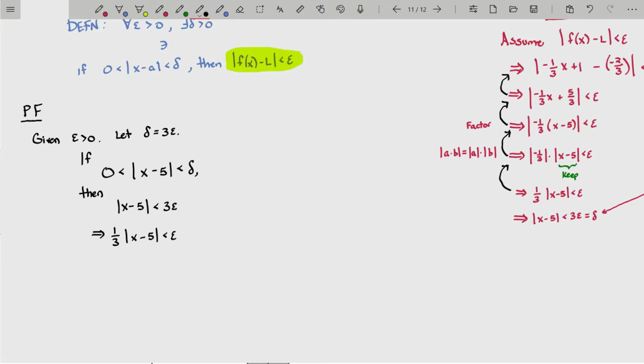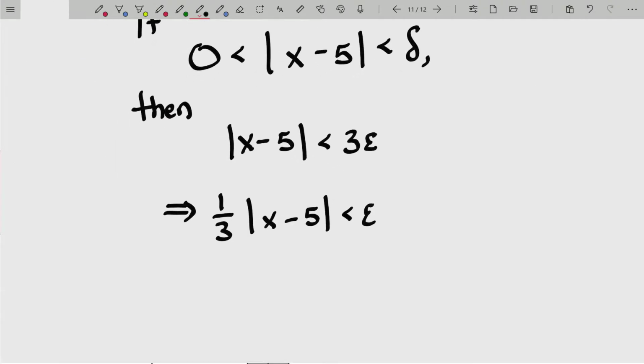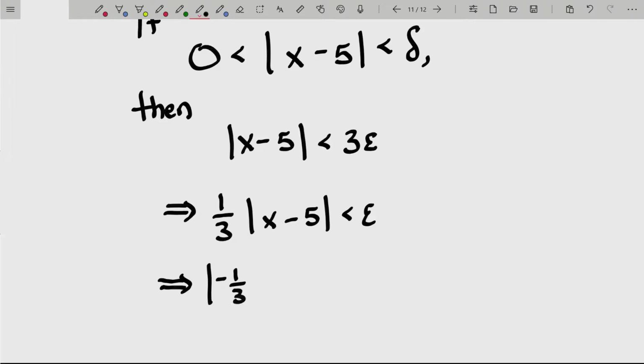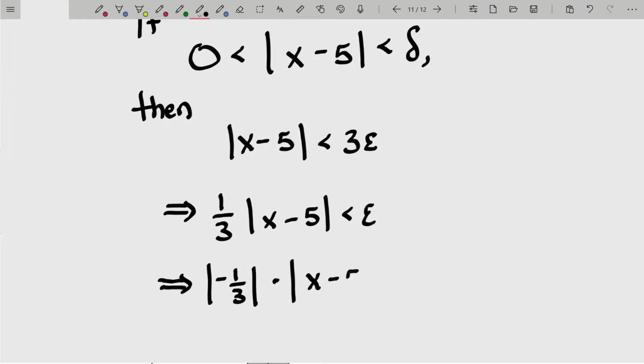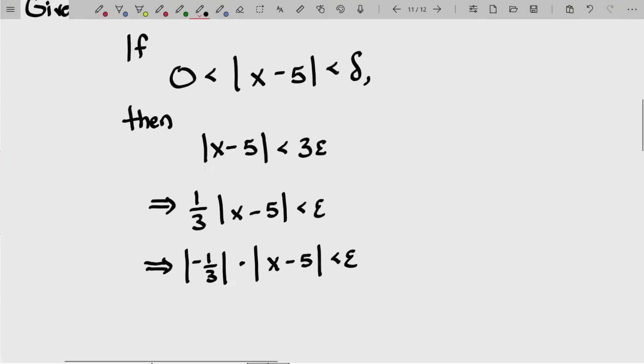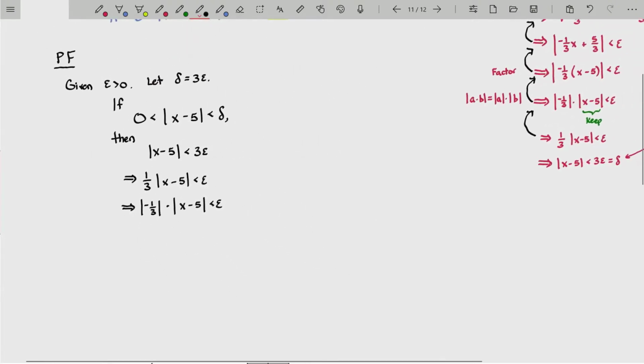So after I have that 1/3 times absolute value of x minus 5 being less than epsilon on one side, I will then change it magically. And when somebody's reading this proof, they're going to look at this and go, wow, what a genius. I would never have thought of saying 1/3 is the same as the absolute value of negative 1/3. Wow, this person must have been doing math for a while. It has nothing to do with that. It has everything to do with my scratch work.